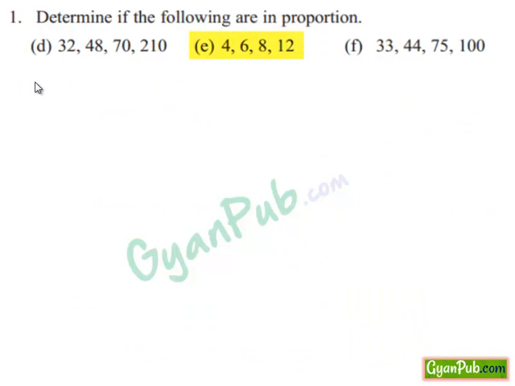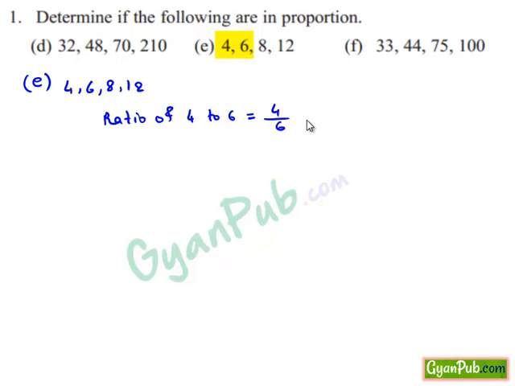Take down the D bit: 4, 6, 8, 12. First find out the ratio of 4 to 6, which is equal to 4 upon 6. Here 4 is equal to 2 times 2 and 6 is equal to 2 times 3. So by rewriting this, 2 times 2 upon 2 times 3, 2 in the numerator and 2 in the denominator gets cancelled, which gives the ratio of 4 to 6 as 2 upon 3.